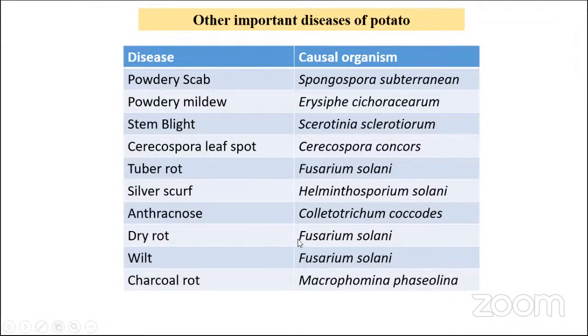Dry rot is Fusarium solani. Wilt is again Fusarium solani. Charcoal rot is another important disease, caused by Macrophomina phaseolina. So these are the other diseases of potato. Now we have covered potato and tomato, because the same pathogens cause diseases in potato as well as in tomato, like early blight, late blight, and even wart.